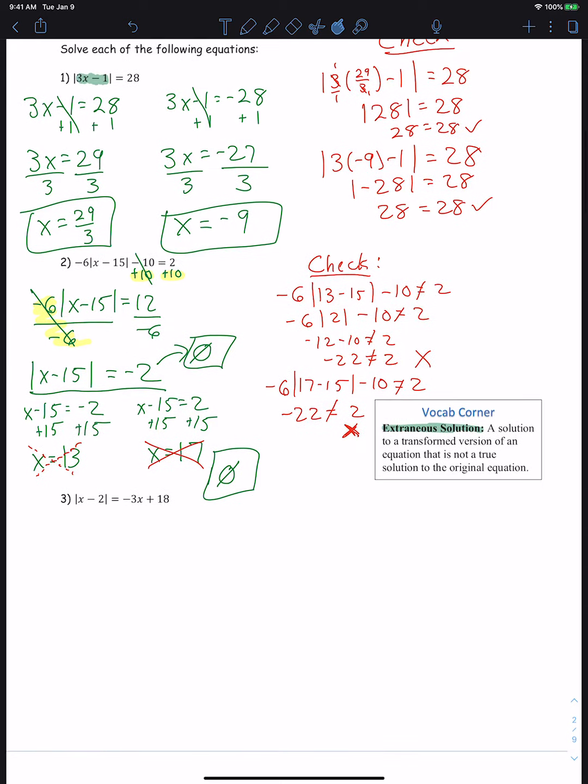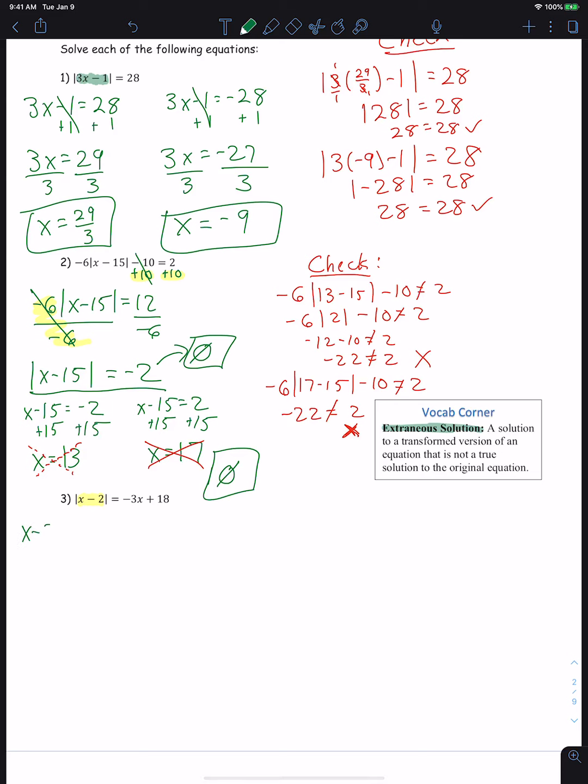When I look at this one, it looks a little different than the ones we've done before. How is this one different? Well, there's a variable on the left of the equation, and there's also a variable on the right side of the equation. So this is a little bit different. We're going to still do the same thing. So we know that the inside, x minus 2, can equal the positive version on the opposite side.